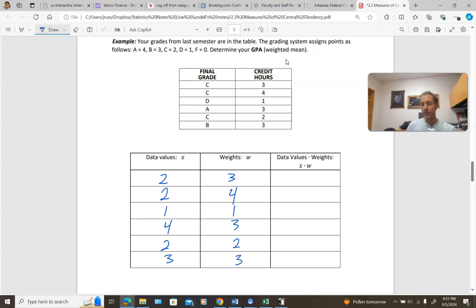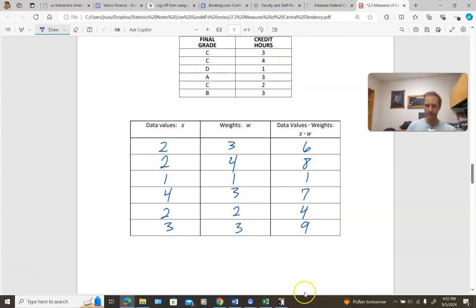Then we're going to find the products of each data value and its corresponding weight. So 2 times 3 is 6. We get 8, 1, 7, 4, and 9. Now what I want to do is find the sum of the products of data values and their corresponding weights. So I just sum up this column right here.